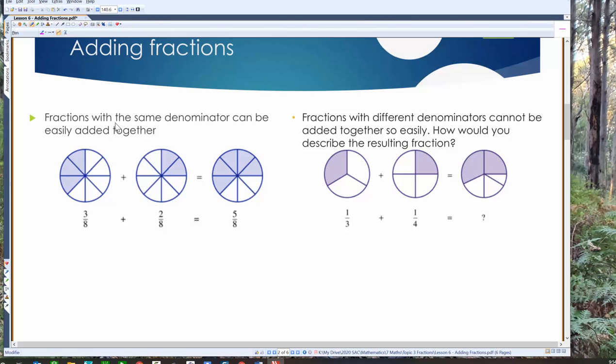So fractions with the same denominator can be added together easily. And an example of that here, we've got 3/8, or 3 parts out of 8, plus 2 parts out of 8 equals 5 parts out of 8. The problem is with this one here, when we've got 1/3 plus 1/4, it's really difficult to add these together, because if this is the resulting picture, then I don't know what fraction that actually represents.